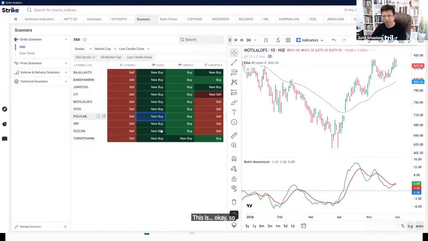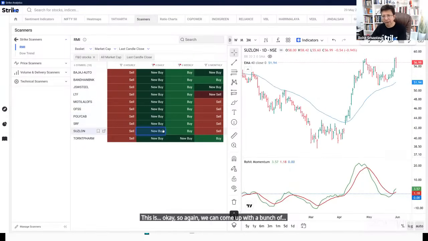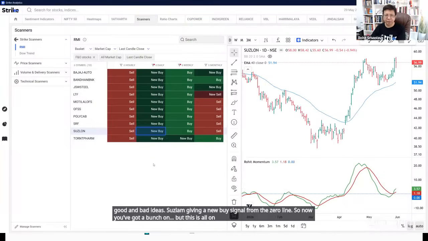Okay, so again, we can come up with a bunch of good and bad ideas. Suzlon giving a new buy signal from the zero line. So now you've got a bunch of, but this is all on Thursday. So this happened on Thursday's closing. You could get up next day morning and buy it.